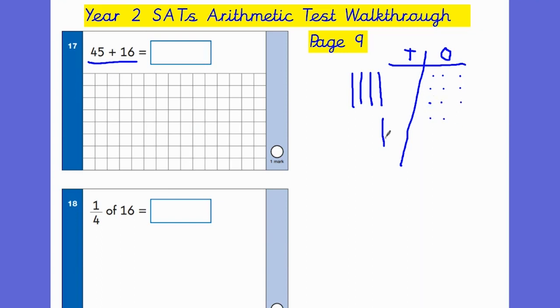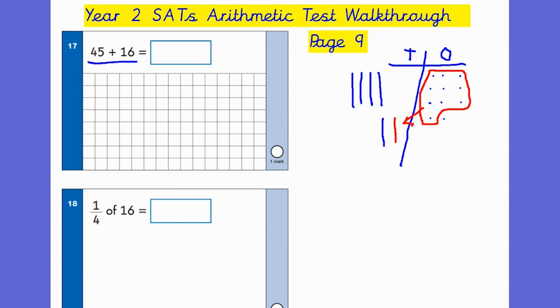Now, once again, if we look at this, we've made a new 10. 1, 2, 3, 4, 5, 6, 7, 8, 9, 10. So I'm going to get the children to draw a ring around the new 10 that they've made. And I'm going to get them to draw an arrow showing that that should now move into the tens column.